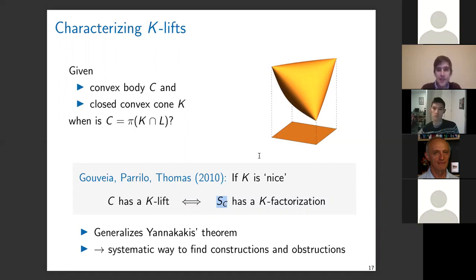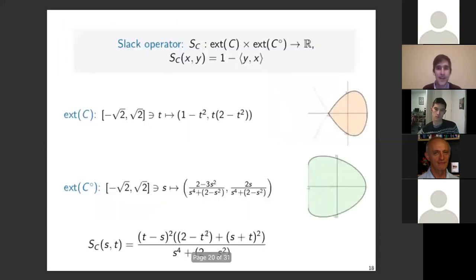If you don't have this technical assumption here, you get one direction but you essentially need a constraint qualification to make this work. Okay, so this generalizes Yannakakis' theorem perfectly to this general setting, but it also, and we'll see this in the next few slides, gives us a systematic way to find both constructions of lifts and obstructions to the existence of lifts.